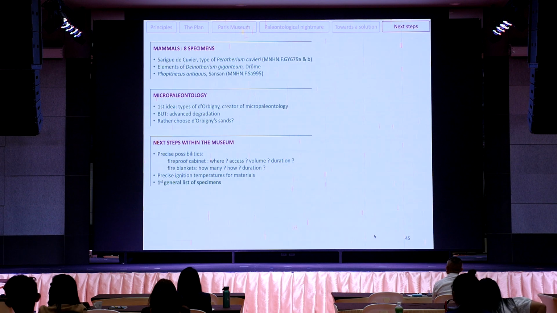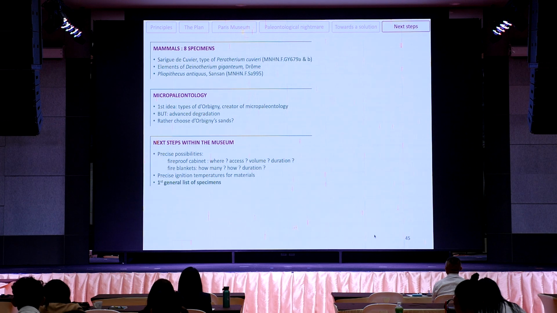So we still have a lot of things to do before we reach a complete plan. We have, as I evoked a bit earlier, to discuss really what the use of a fireproof cabinet would imply. Where to put it, how to access it, what's its volume, how long does it last in a heavy fire? We don't know. How many fire blankets can we consider reasonable to plan to have? Who has to set them up? It seems that it's us.